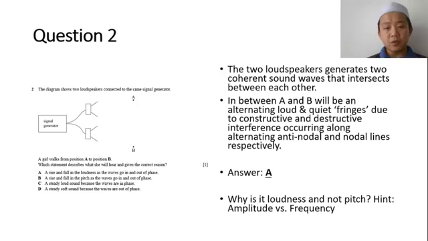In between A and B there will be alternating loud and quiet fringes. Fringes, because with a light source we can see them, but with sound we can only hear them. This is due to constructive and destructive interference occurring along alternating antinodal lines and nodal lines respectively. So the answer is A. Of course, steady loud sound or steady soft sound, C and D are out. The options left are either A or B, right? In phase and out of phase, because of interference, destructive and constructive.